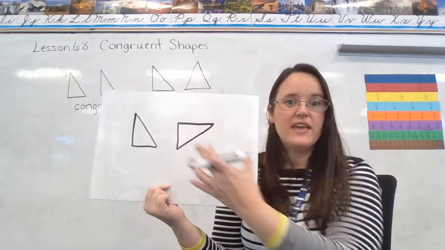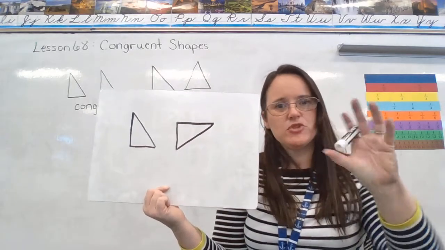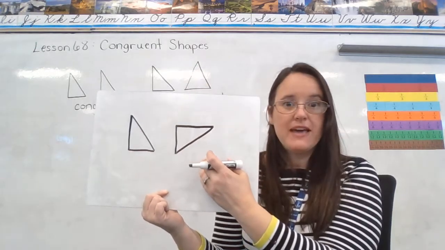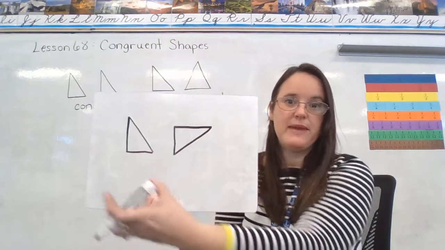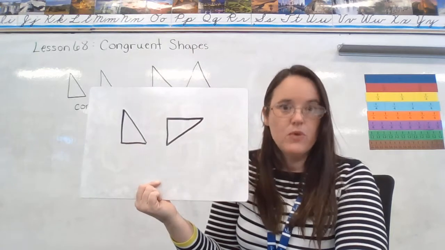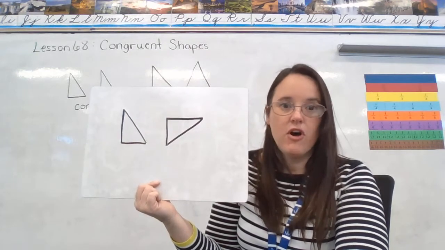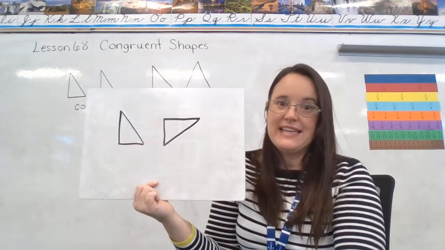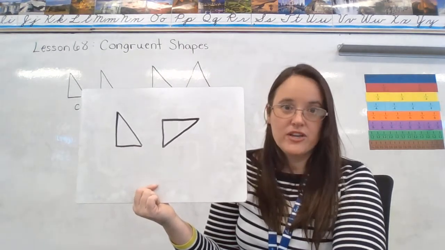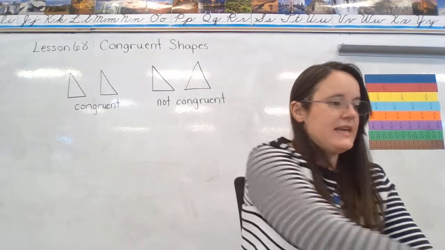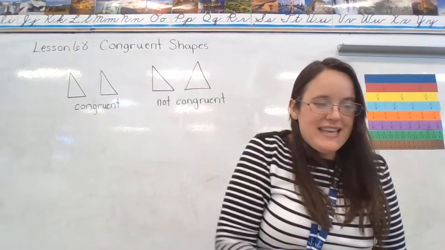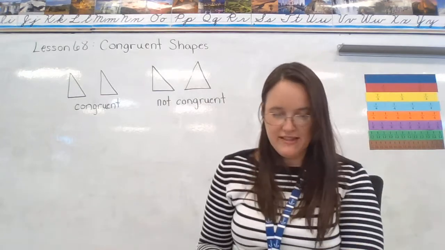Yes. So the way your shape is oriented, that means which way it's turned or which way it's pointing, doesn't matter in congruency. What matters is if I could pick this triangle up off the page and turn it and set it on top of this triangle, would they line up? Would all the sides be the same length? Would all the angles be the same angle? And yes, in fact, if I could do that with these on my whiteboard, they would line up. They are congruent.